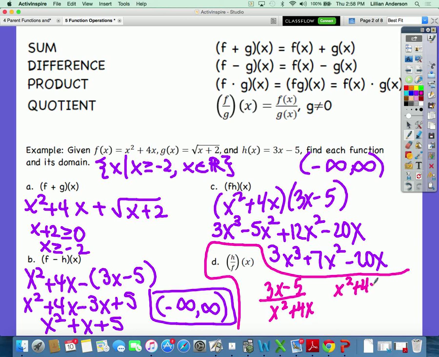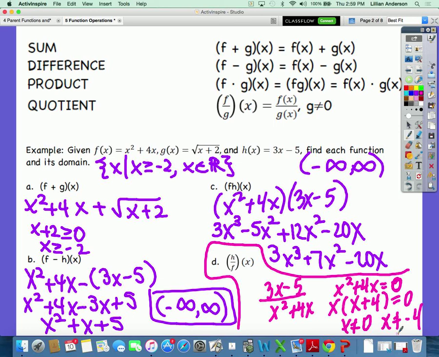So the denominator cannot be 0. So I set the denominator equal to 0 and find out what values make it 0. How do I do this? Factor out an x. Then I'll be left with x plus 4 on the inside. So x is equal to 0, and x is equal to negative 4. So that means the domain is every number but 0 and negative 4.